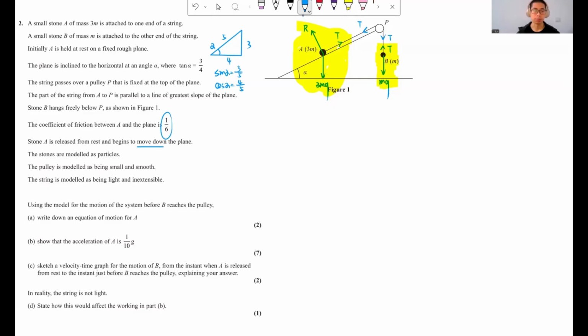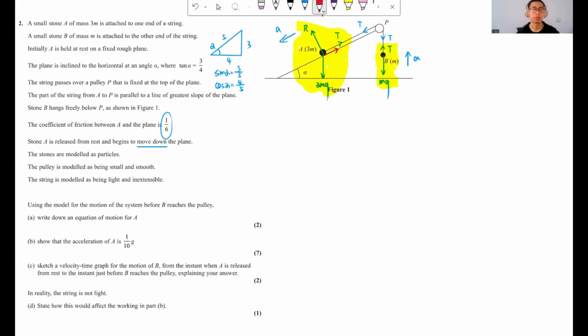So this says it moves down the plane. So that means A has to be accelerating downwards, and that means B has to be accelerating upwards because they are connected. So if A goes down, B has to go up. Which also tells us a very important piece of information. The friction should be opposite to the moving direction. If A goes down, the friction has to be opposite, which is up the plane.